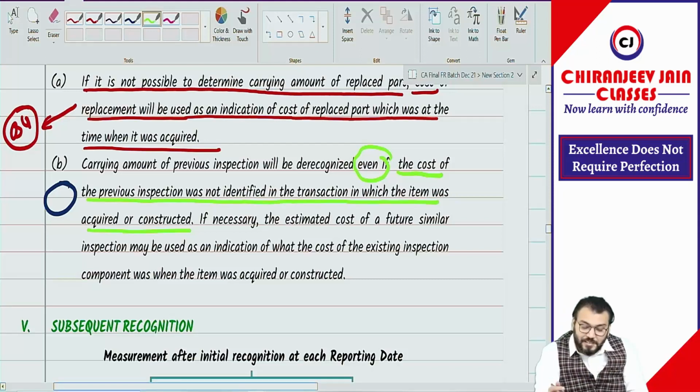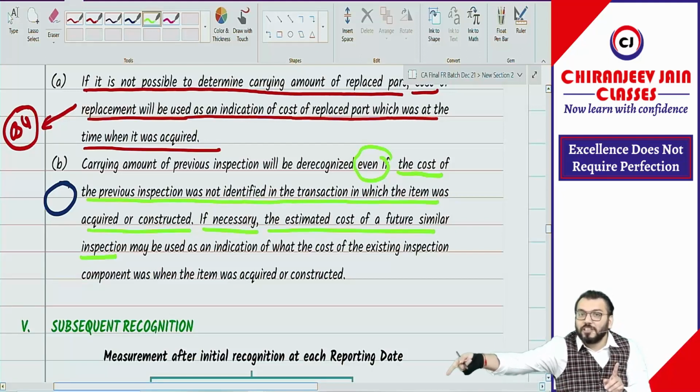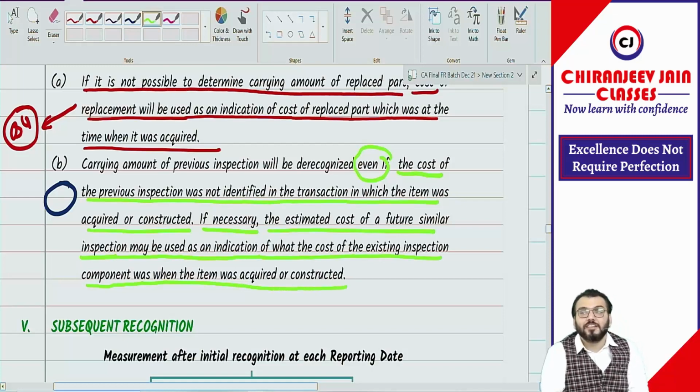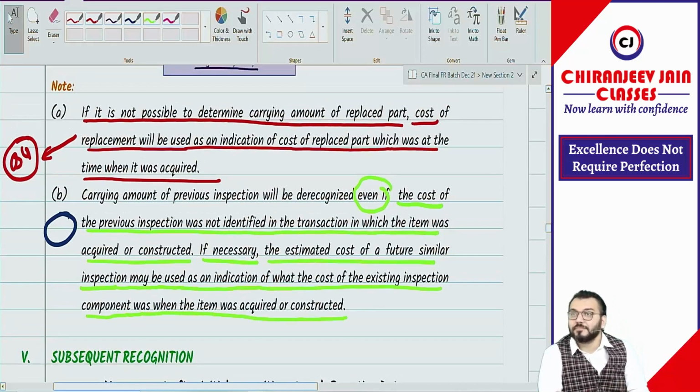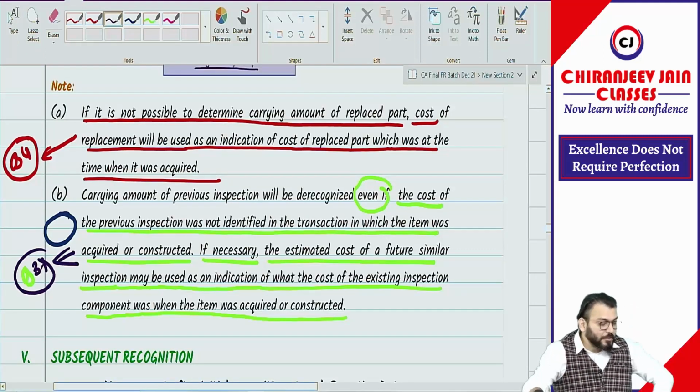How to calculate? If necessary, the estimated cost of future similar inspection after 4 years may be used as an indication of what the cost of the existing inspection component was when the item was acquired or constructed. Have you understood this para? Correct. Refer question number 37. Got it. Super expected.